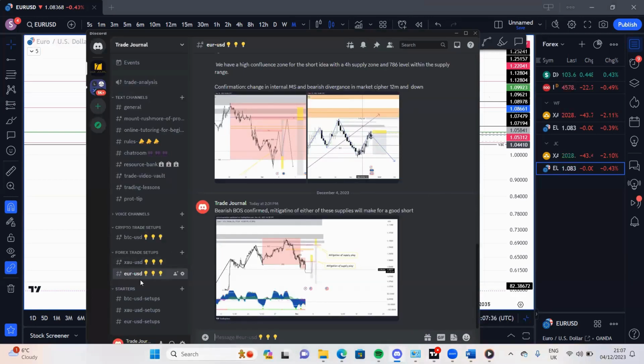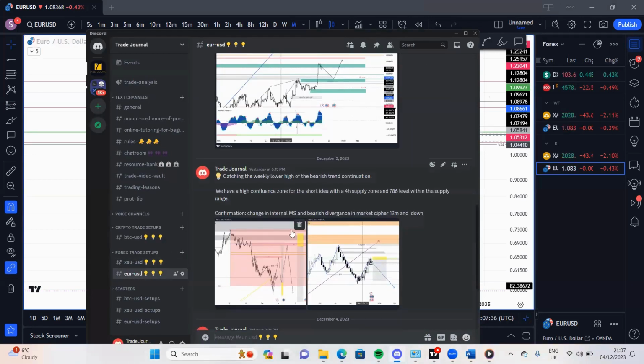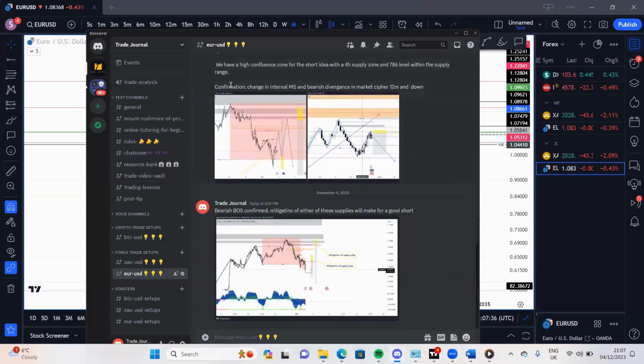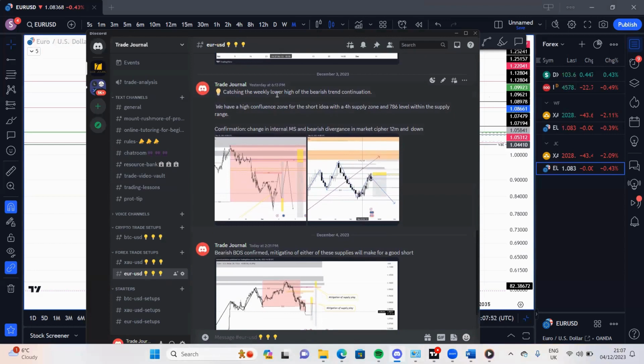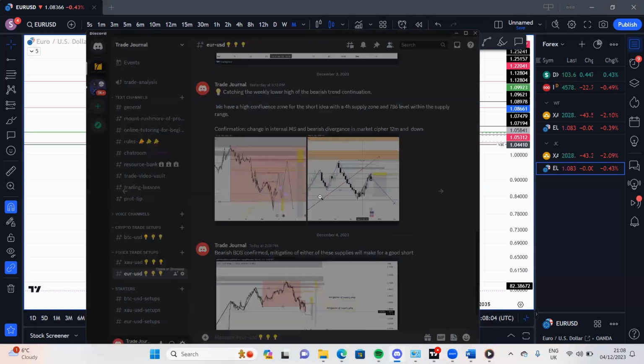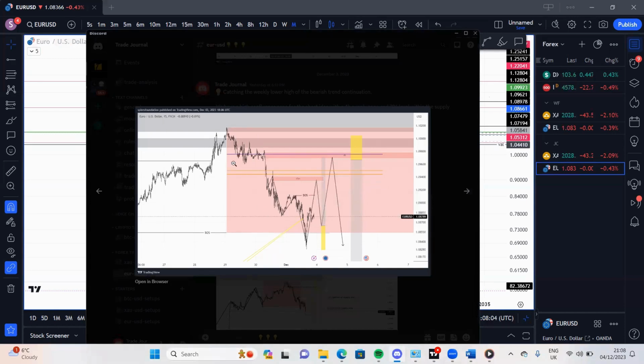We've been looking at our potential next trade setup on the Euro USD charts. As it says over here, we're looking to catch the weekly lower high of the bearish continuation. We have a high confluence zone for a short area with a 4-hour supply zone and a 786 level within that supply range. So what does that mean? We're basically looking to catch this downtrend in a potential retracement up to the supply zone for further downward action, or at a higher point, the 786, for more downward action.